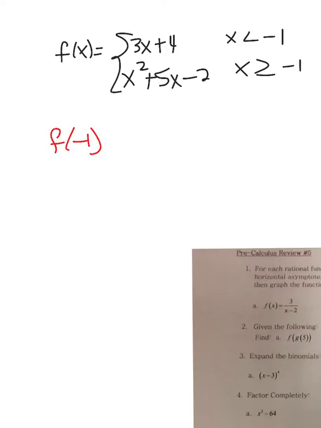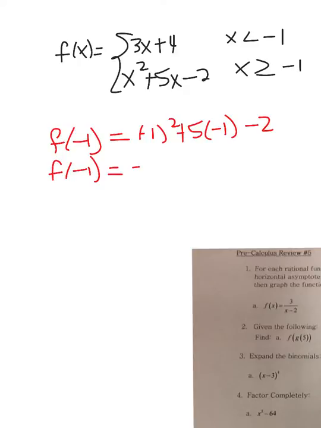So I have to see where it falls. My x is -1. So does it fall in as x is less than -1 or x is greater than or equal to -1? Since x is -1, it falls right in here, so I have to plug it into the bottom part. So it would be -1 squared plus 5 times -1 minus 2. So f of -1 would be equal to -6.